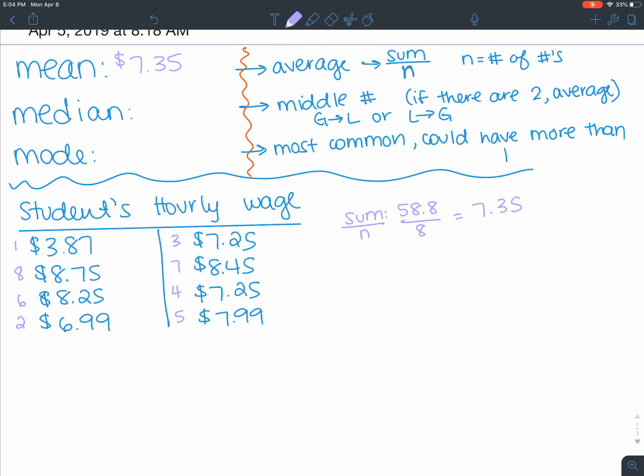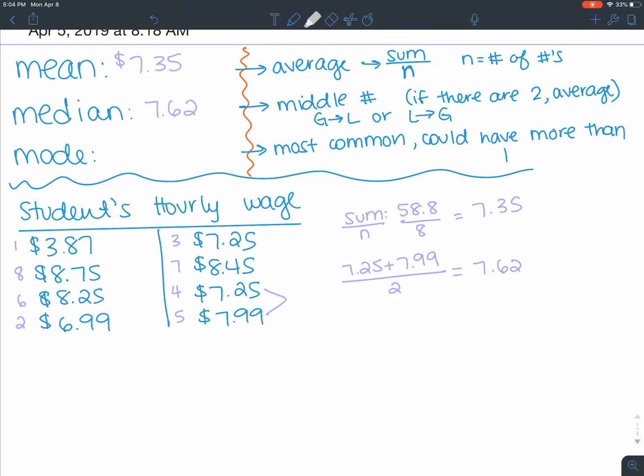And our median, if we have 1, 2, 3, 4, 5, 6, 7, 8 numbers, then 4 and 5 are going to be the 2 middle ones. So luckily those two are right next to each other. And so we need to add them up and divide by 2. And that'll tell me my midpoint, which is my median. So if I add them up and I divide by 2, then I get $7.62, which is a little bit higher than the mean. It's about 33 cents higher.